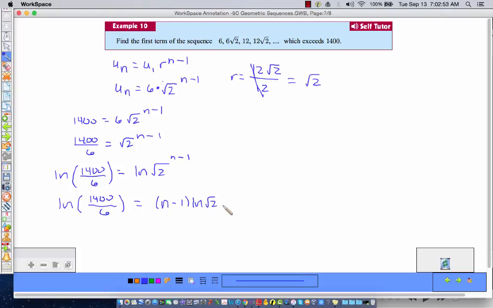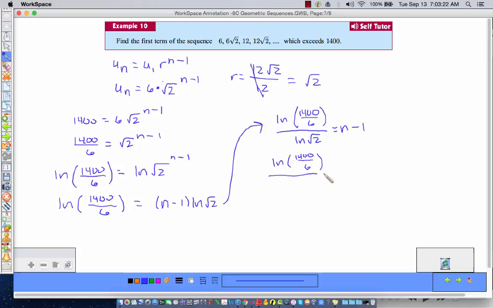And so now we're going to divide both sides by the natural log of the square root of 2. So I have the natural log of 1400 over 6, all over the natural log of root 2, equals n minus 1. So I add 1 to both sides and I get the natural log of 1400 over 6 over the natural log of root 2, plus 1, is equal to n.